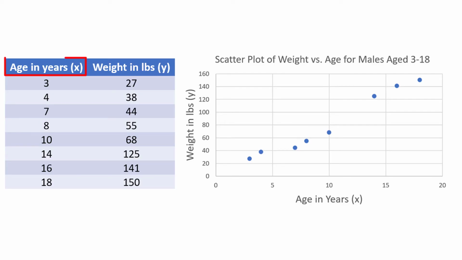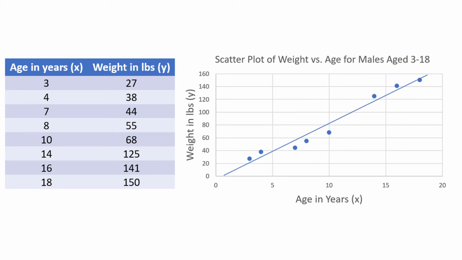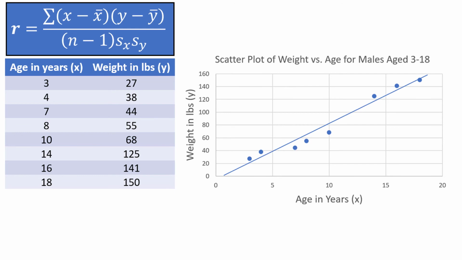Listed are the age in years and weight in pounds of 8 males, ranging anywhere from age 3 to age 18. The scatter plot of the data shows a strong positive correlation. As age increases, weight also tends to increase, and a straight line fits the data quite well. Let's begin by calculating the correlation coefficient R using this formula.